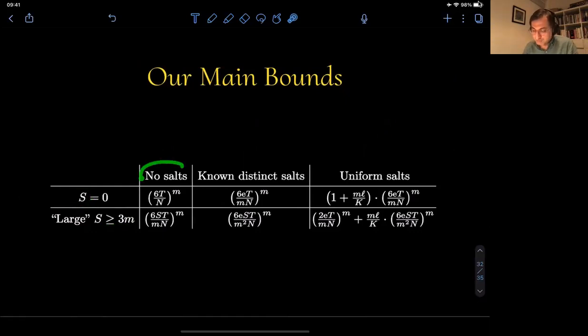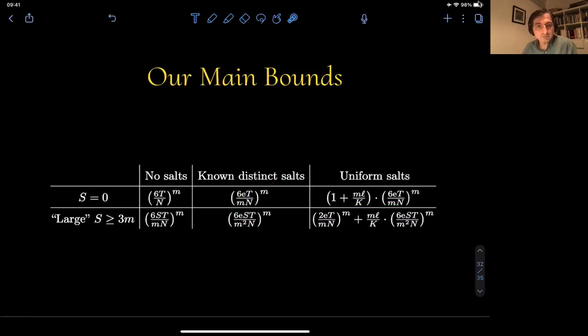So for the case where we have no salts and no pre-processing, we get a bound of the form T to the N over M. Recall that this matches the lower bound on the adversarial advantage that we had earlier. This is an upper bound. For the case with distinct salts, we get an upper bound of the form T over M, with an M in the denominator, showing that the adversarial effort will scale linearly in N as long as salts are distinct. And for the uniform case, we also get a similar bound. For example, if ML over K is small, because K, the size of the salt space, is large, we actually get a similar bound.